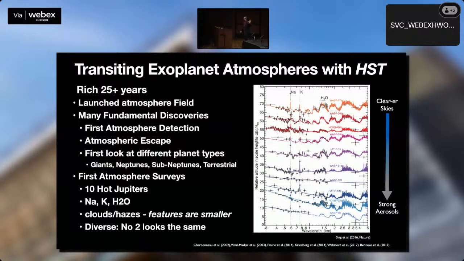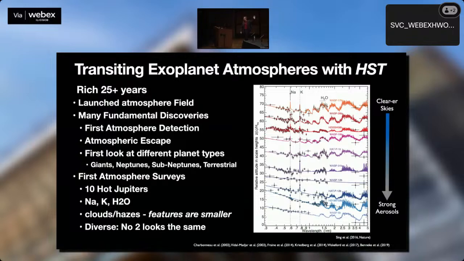For one, the features are all smaller than we predicted. Like the 1.4 micron water feature is about a third the size that people had predicted going in. And it's because clouds and hazes are covering a lot of the features.